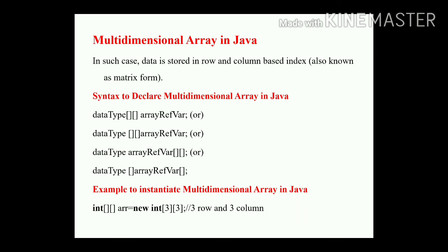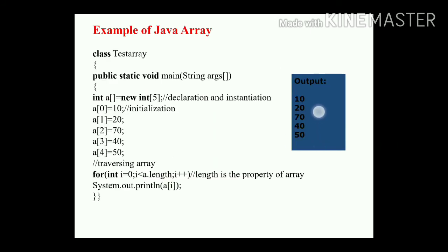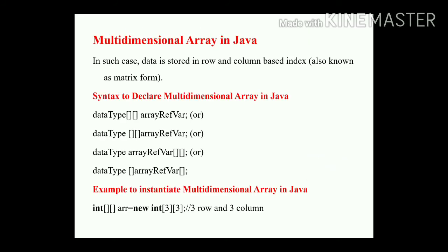Then next is multi-dimensional array in Java. In this, data is stored in a row and column based index. It is also known as matrix form. In a single dimensional array, we print only single lines, but in a multi-dimensional array we are going to print elements in a row and column based index.